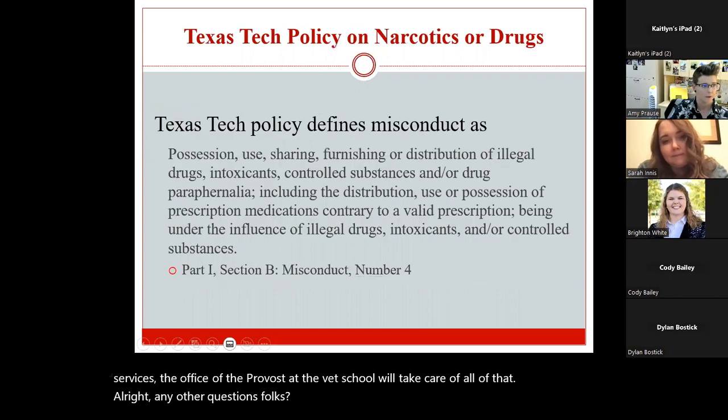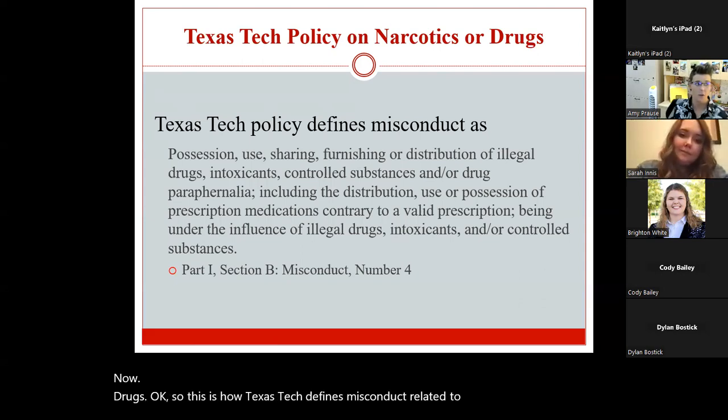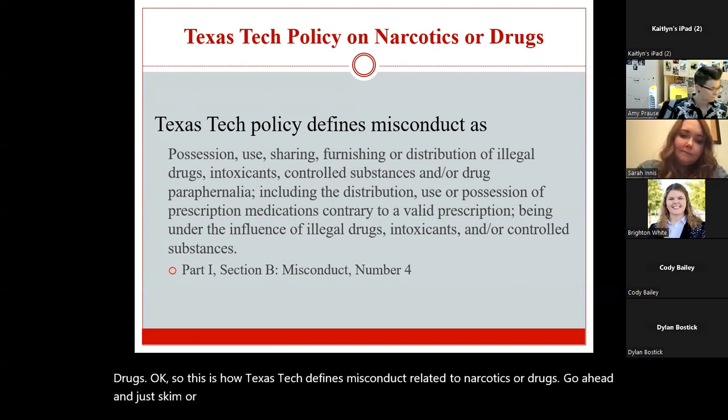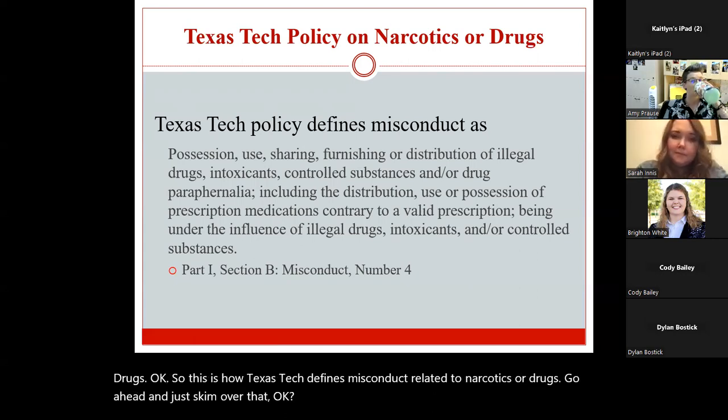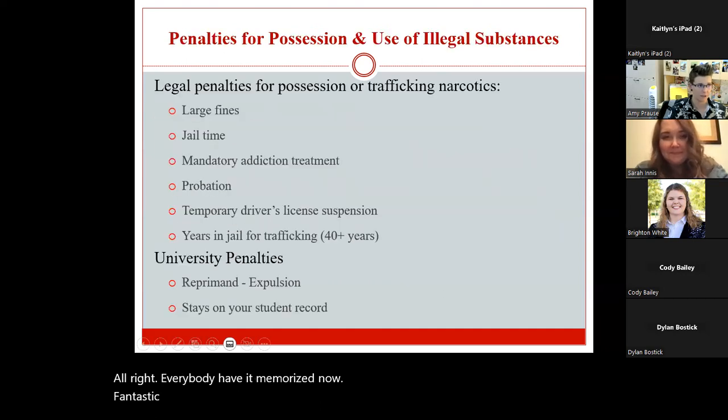Okay. Now, drugs. So this is how Texas Tech defines misconduct related to narcotics or drugs. Go ahead and just skim over that. All right, everybody have it memorized now? Fantastic. Excellent. I figured you did.